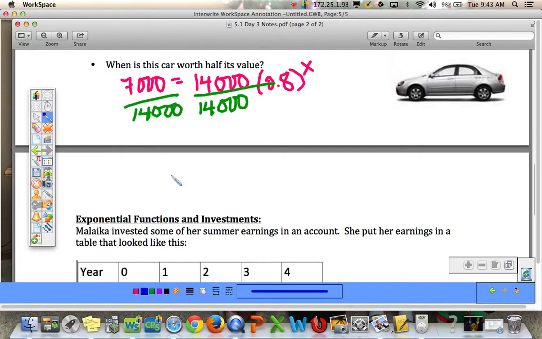7,000 divided by 14,000 is 0.5. So now we get 0.5 equals 0.8 to the x. We run into a little problem. We don't know how to solve for x if it's an exponent. So we're going to use guess and check.